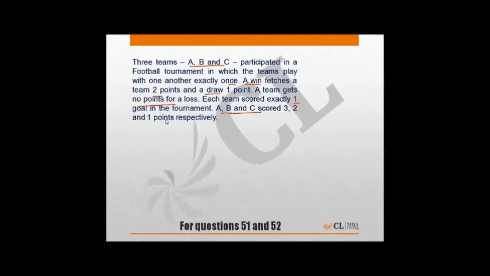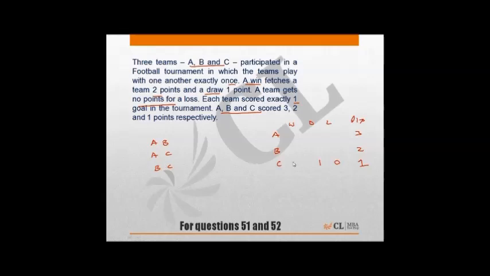Now a win fetches you 2 points, a draw 1 point and a loss 0 points. And A, B, C have scored 3, 2 and 1 points. So when I look at A, B, C, win, draw and loss, and these are points. We know that A has got 3 points, B has got 2 points, C has got only 1 point. For those of you who are not very clear, the matches would be A, B will play a match, A will play a match with C and B will play a match with C. So each of the 3 teams has played 2 games against the other opponents.